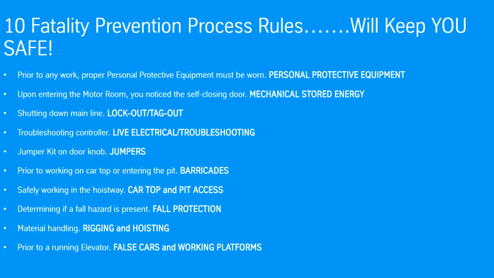10 Fatality Prevention Process Rules will keep you safe. Prior to any work, proper personal protective equipment must be worn. Personal protective equipment. Upon entering the motor room, you notice the self-closing door. Mechanical stored energy. Shutting down main line. Lockout/tagout. Troubleshooting controller. Live electrical/troubleshooting. Jumper kit on doorknob. Jumpers.